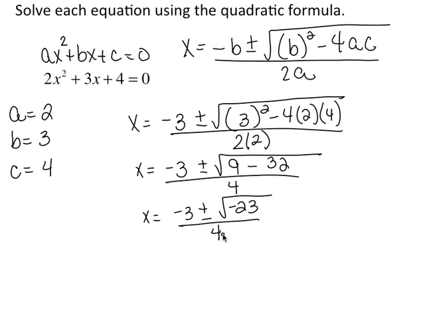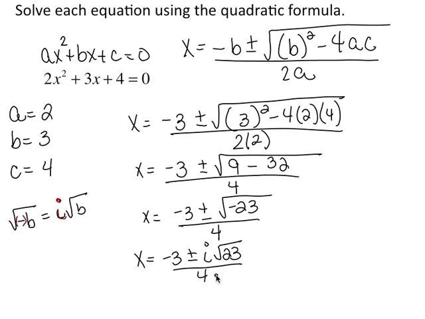Now recall that when we have a negative sign inside the radicand, we have to use the formula that states the square root of negative b is equal to i square root of b. So to deal with this negative sign inside the radicand, you basically just put an i on the outside of the square root symbol. So this becomes x is equal to negative 3 plus or minus i square root of 23, all over 4.